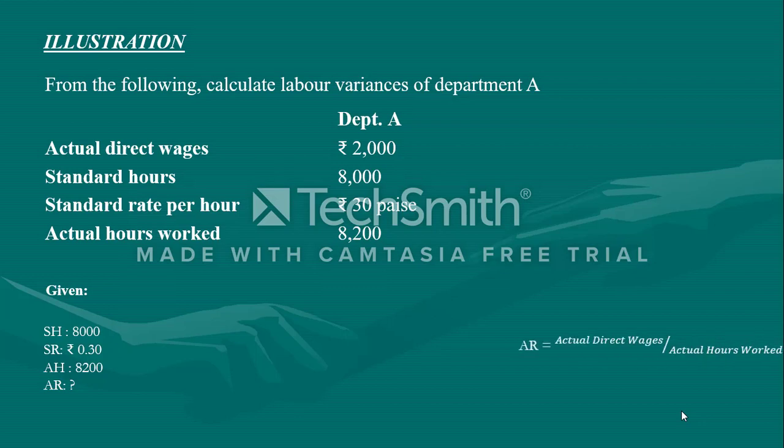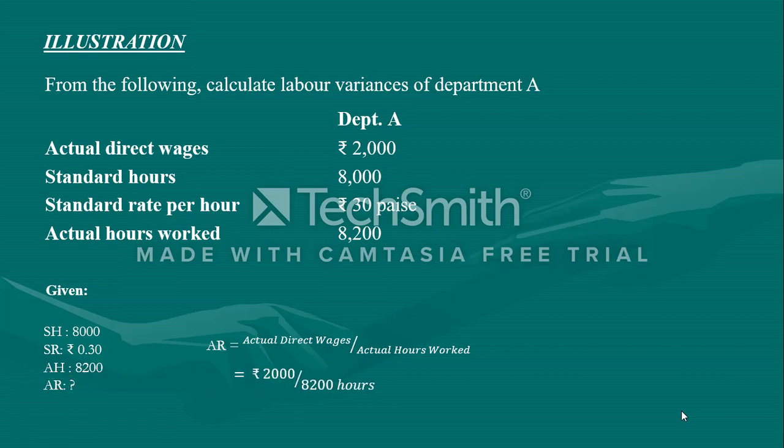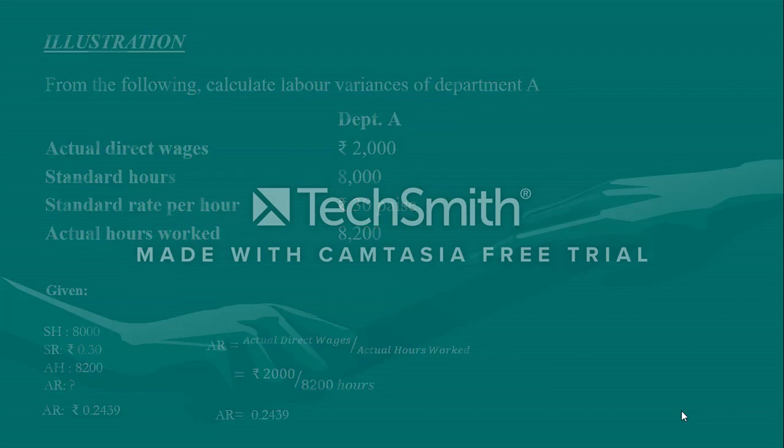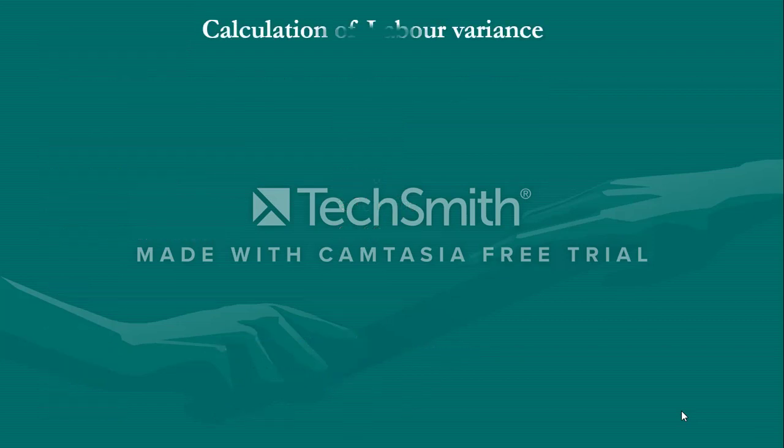See the formula for the ascertainment of actual rate: actual direct wages divided by actual hours worked. Actual direct wages is 2000 rupees, and actual hours worked is 8200 hours. So 2000 divided by 8200 hours, we get the actual rate as 0.2439 per hour. The actual rate is 0.2439 per hour. Now we can solve the problem with the help of the variances.